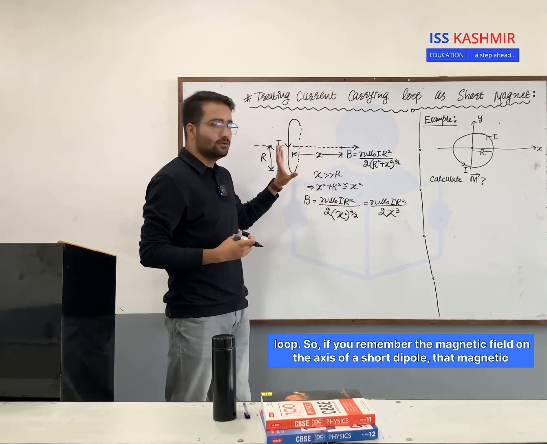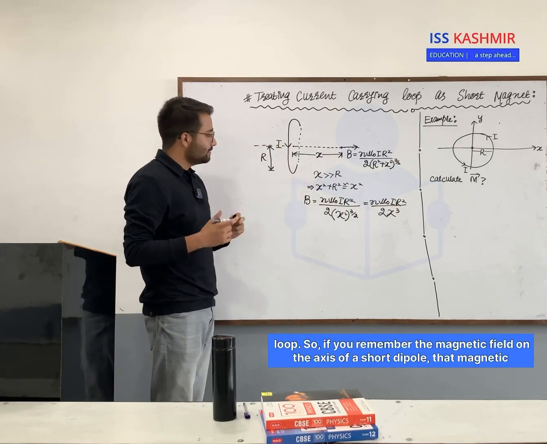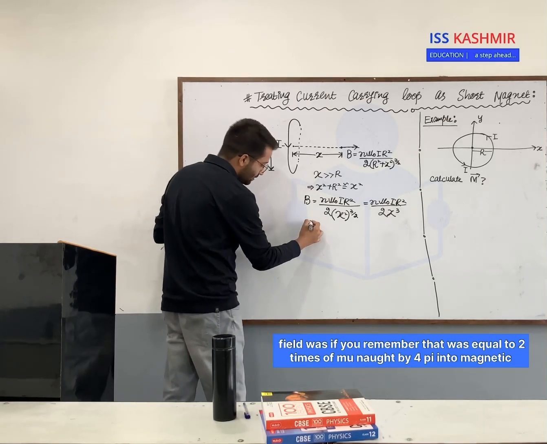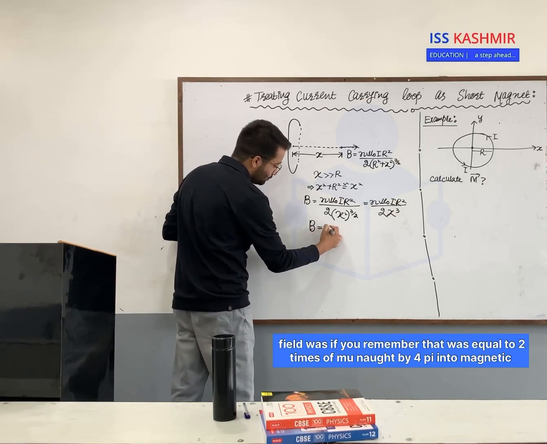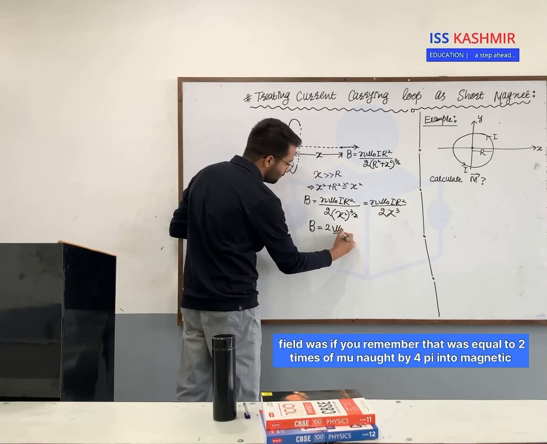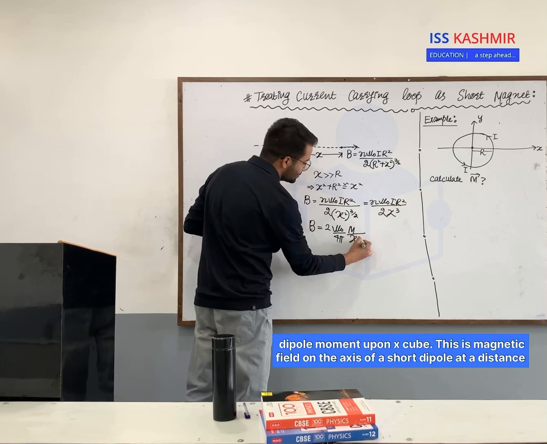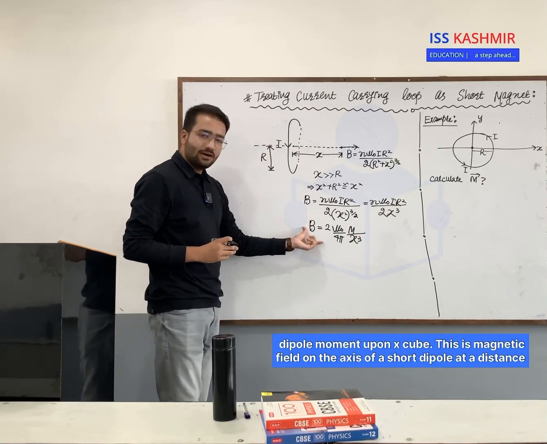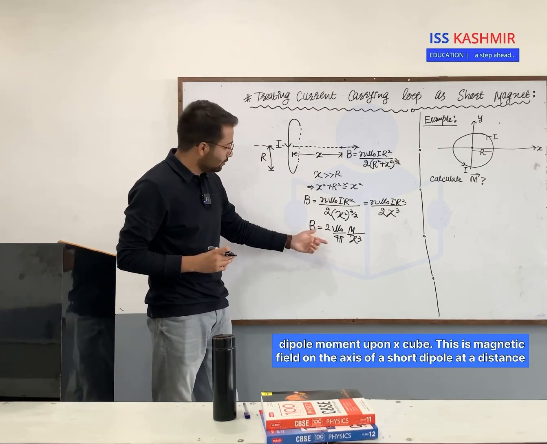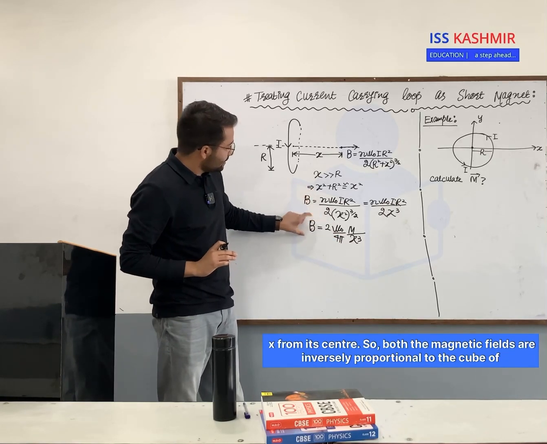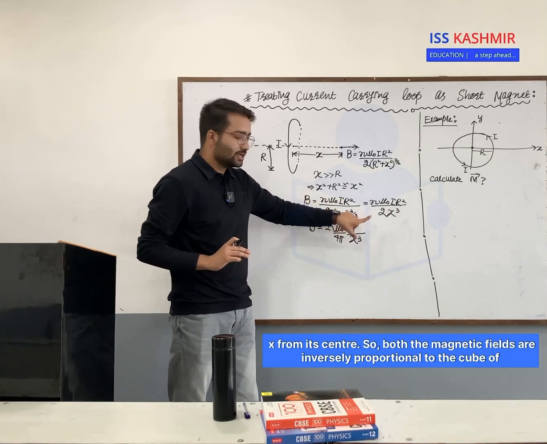Okay, so if you remember the magnetic field on the axis of a short dipole, that magnetic field was equal to 2 times mu naught by 4 pi into magnetic dipole moment upon x cube. This is the magnetic field on the axis of a short dipole at a distance x from its center. Okay, so both the magnetic fields are inversely proportional to the cube of distance.